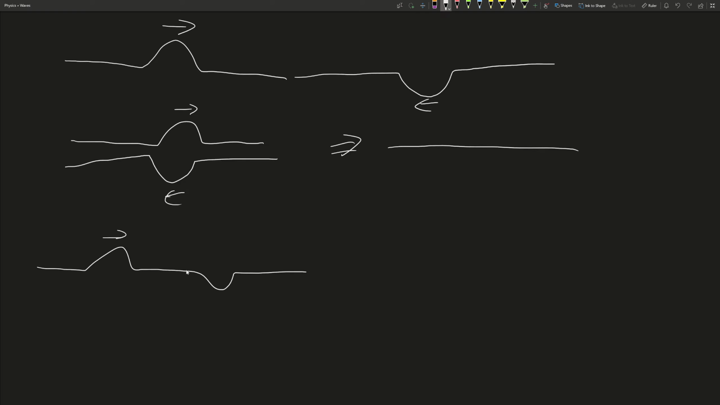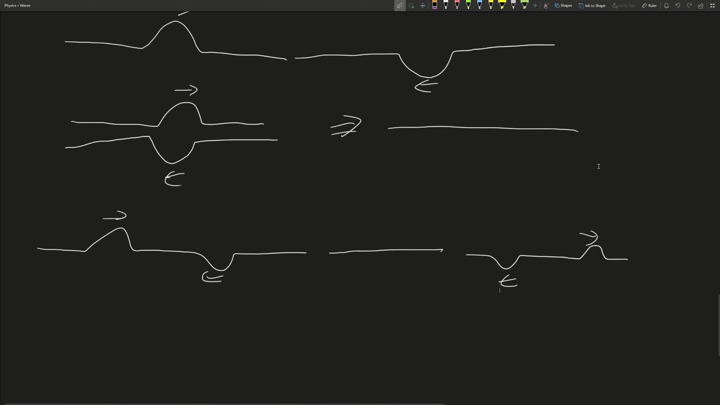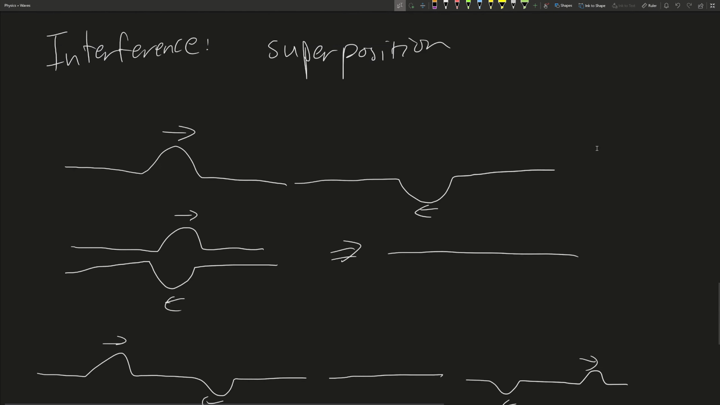And so what this will look like is the wave will look like that. This pulse will be traveling one way and this pulse will be traveling the other way. And then when they meet up, it's just going to be flat. And then after they meet up, they're going to keep traveling in their original directions. They'll meet up and their effects will cancel out, and then once they pass each other, they're going to keep going in their original directions. You can think about it like because of inertia.